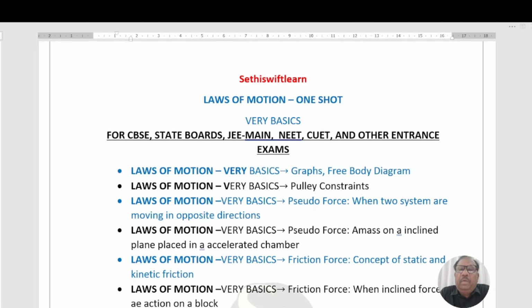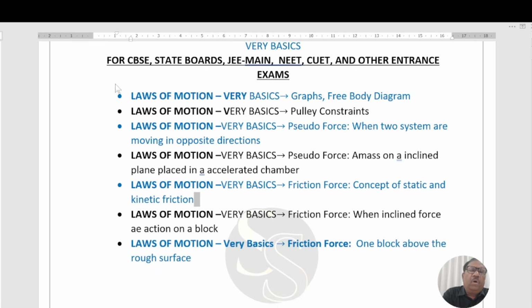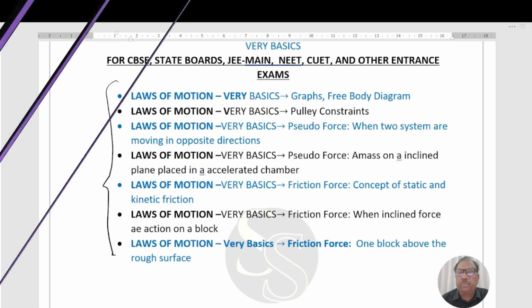Very important tricks and concepts will be clear through illustrations of all these topics. Being very important, it is requested that you go through the session completely. Now let's start with the question and concepts.